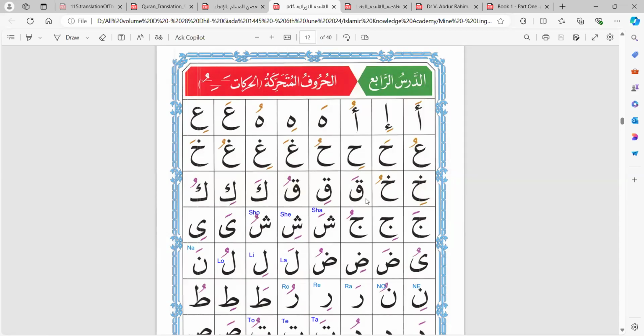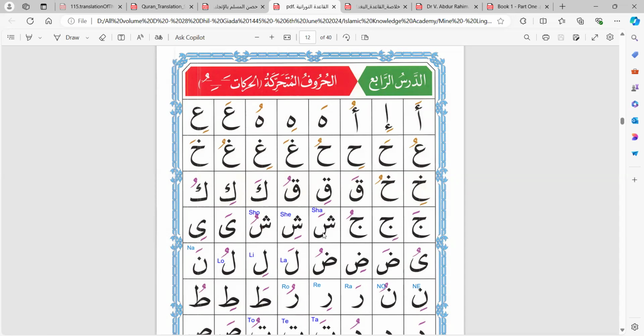So here we have قاف فتحة قا, قاف كسرة قي, قاف ضمة قو. So together قا, قي, قو. Then we go to the next letter كاف فتحة كا, كاف كسرة كي, كاف ضمة كو. So together ka, ki, ku. So these two letters come from the back of the tongue. Then we go forward to the middle of the tongue.